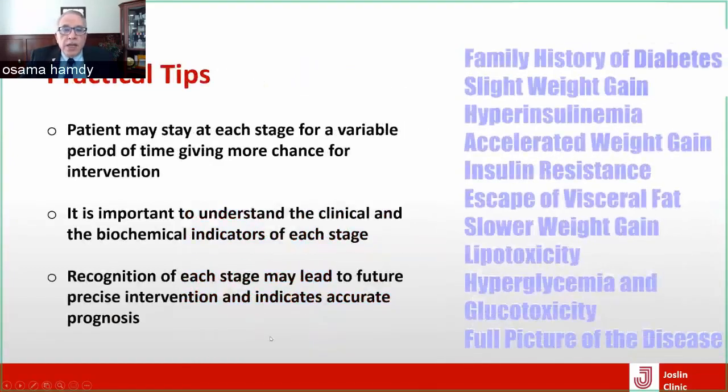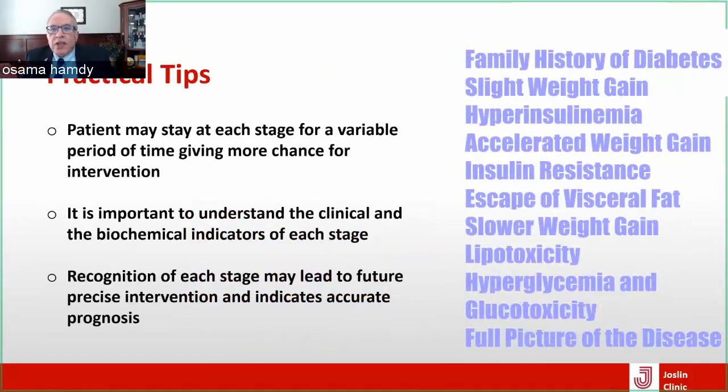So any person stays in every stage for a different duration. Could be shorter, could be longer, but it gives you a very nice chance to intervene during that stage. If you are able to understand and comprehend the clinical and biochemical indicators of each stage, recognition and treatment will be very precise toward reversal of diabetes and improvement of diabetes. So let us see how this happens.